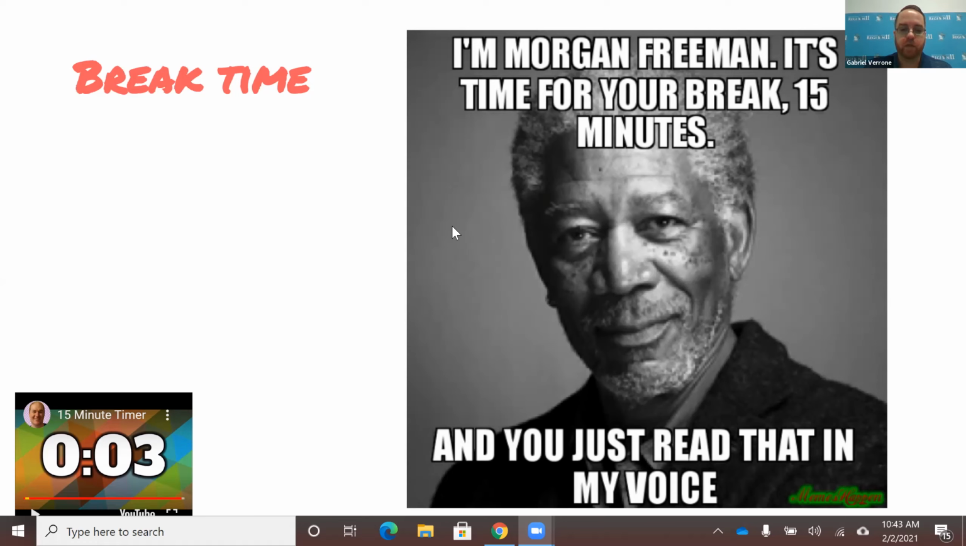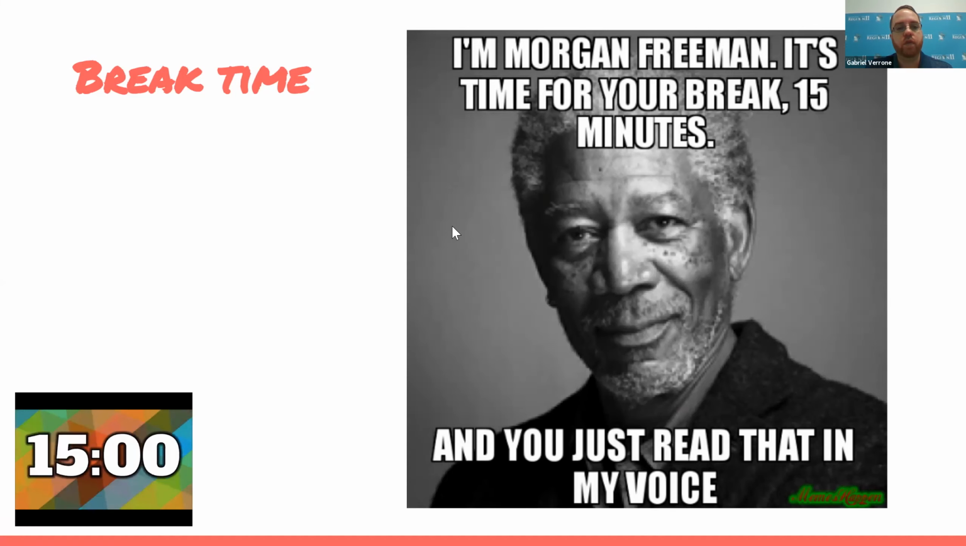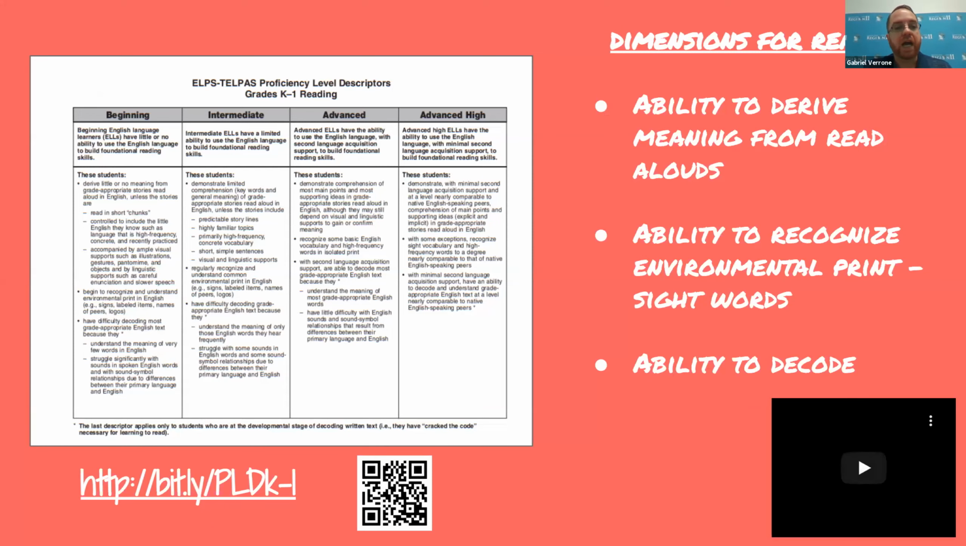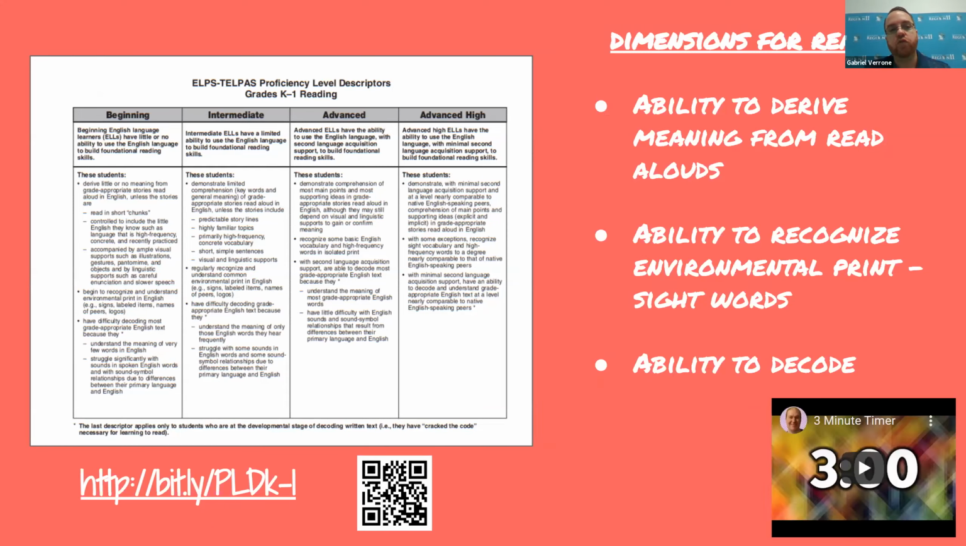All right, so we are halfway there. We looked at listening, we looked at speaking, and now let's move on to the third modality, which is reading. I am going to drop the descriptors for K1 reading and for 2 through 12 reading. I realize 2 through 12 is a really long span, as most second graders are still largely emerging readers, right? They're reading to learn, but they're still learning how to read. They exist in both worlds.